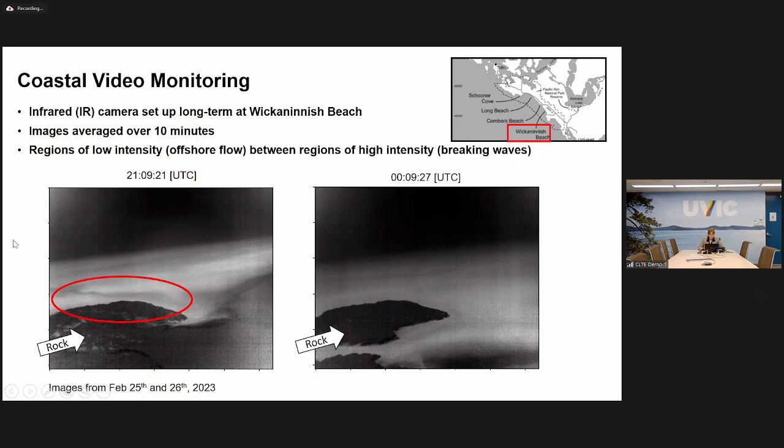So we have two images here from February 25th and 26th of 2023. In the first image here, we can see this kind of pattern of a darker streak between lighter regions of breaking waves, and that is indeed what we are looking for when we're trying to identify rip currents in these images. And then in the next image here, we can see that we don't see that signature of a rip current. So when we're looking through these images trying to identify rip currents, we are really looking for a signature like in the first image here.